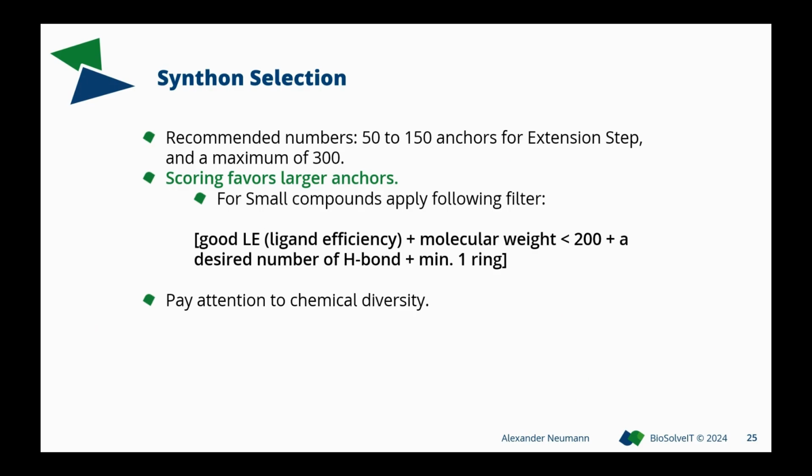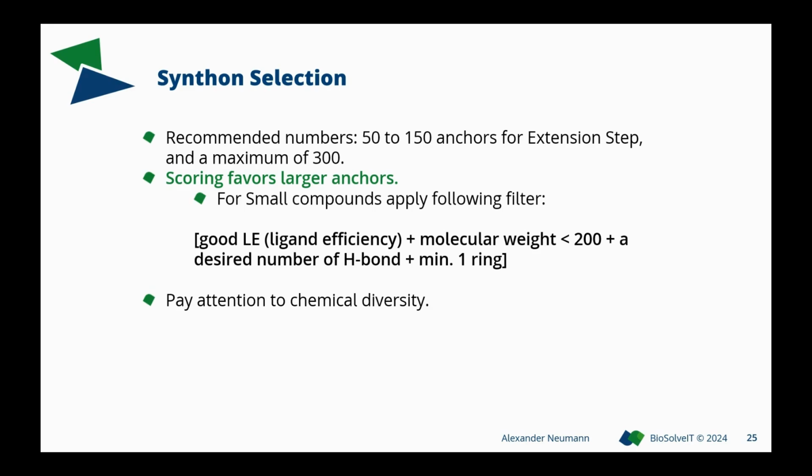Synton selection, so basically how many should you select for each step? We recommend 50 to 150 anchors as starting points. And in the extension step, you can go with as many as you want. The sky is the limit. Yet you shouldn't go above 300 in the first anchoring step because things become quite large and you can easily reach, I don't know, 15 million or so. Just be aware that 50 to 150 is a very nice spot from the handling of the poses.